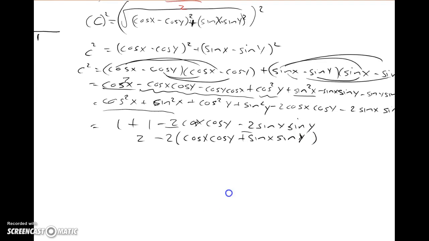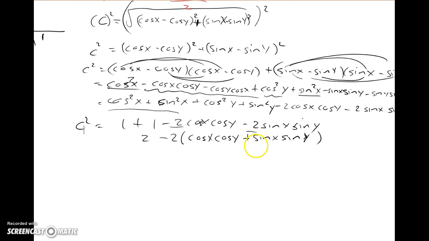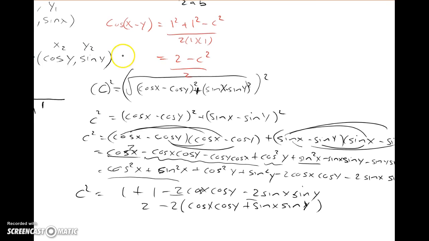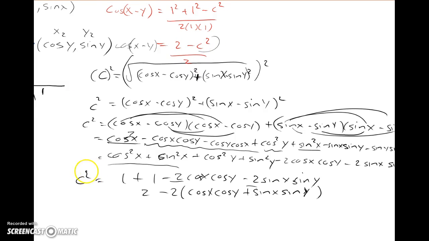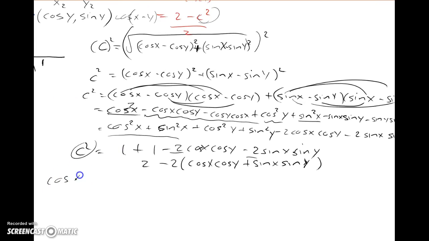And there we go. So I have now said that c squared is equal to that, but previously I had said that cos x minus y is equal to 2 minus c squared over 2. C squared, well, I've got c squared over there. I'm going to substitute this c squared into there. So I now have cos x minus y is equal to this 2 minus c squared, 2 minus 2 cos x cos y plus sine x sine y.